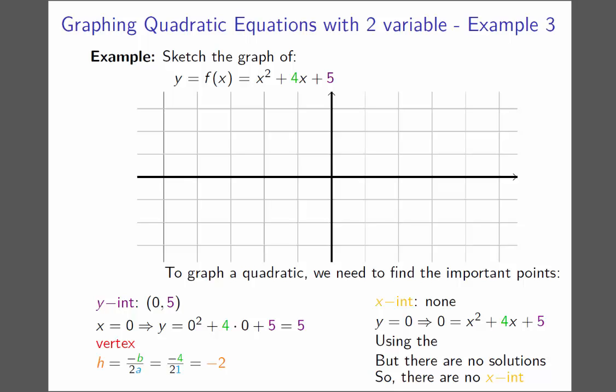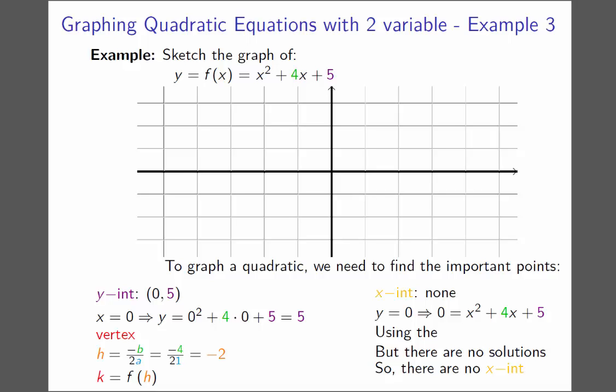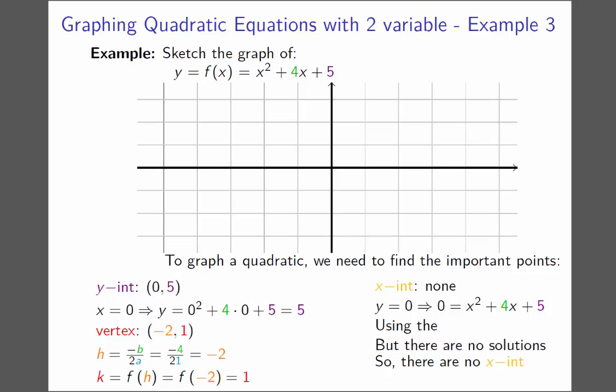But what about the y value of the vertex, k? Remember, since we know the x value of our function, we can find the y value by evaluating at that point. So k is our function evaluated at h, which in this case is our function evaluated at negative 2. Evaluating our function at negative 2, we have negative 2 squared plus 4 times negative 2 plus 5, which comes out to 1. So we get that our vertex is when h is negative 2 and k is 1. Or in other words, the point (-2, 1).